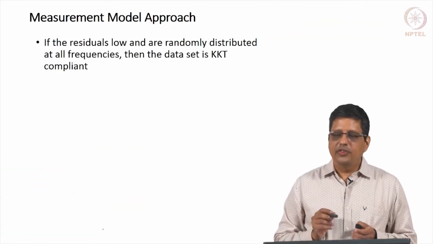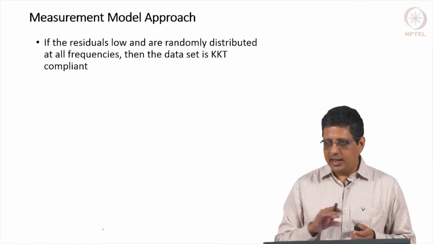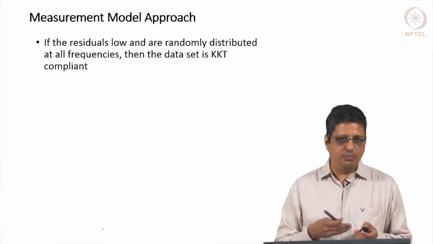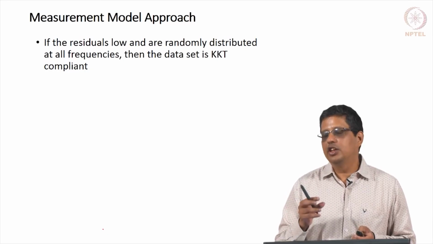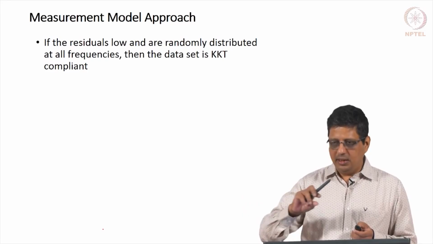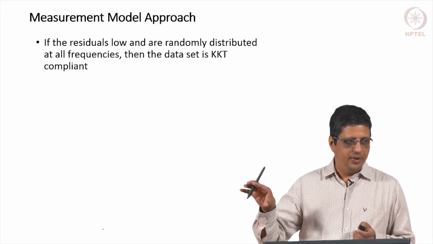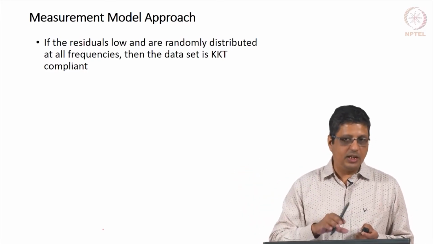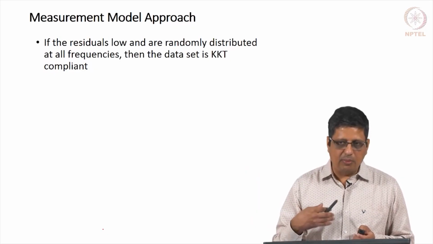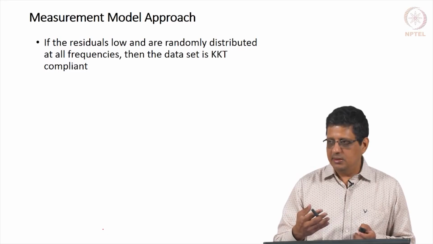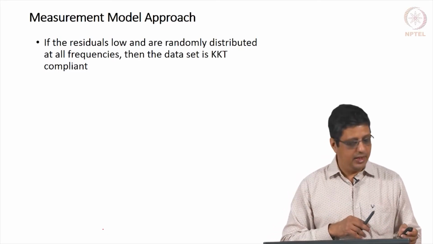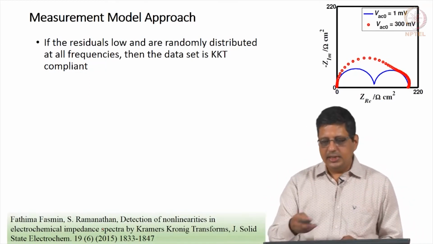Now, if the residual values are small and they are randomly distributed, then you can say this data is by and large modeled correctly. If the residual values are large and they show systematic distribution, meaning they are not randomly distributed, then you know that the model is not capturing the data correctly and there is a clean difference. Just verify that you are modeling it to the best of your abilities, and then if it still does not match, the system has a problem, it is not KKT compliant. So, this is one example.